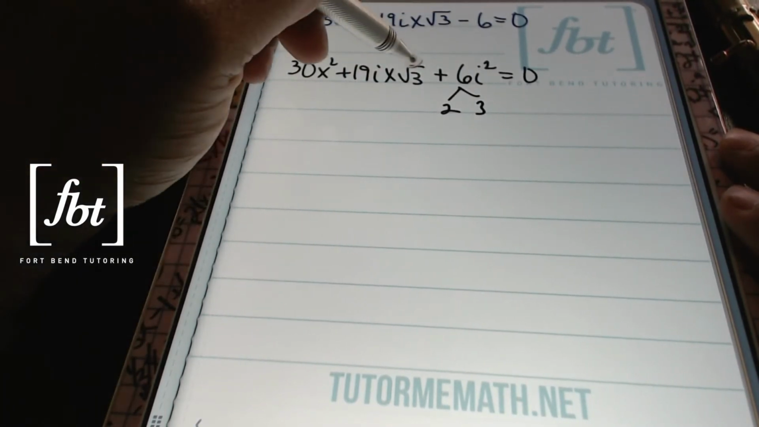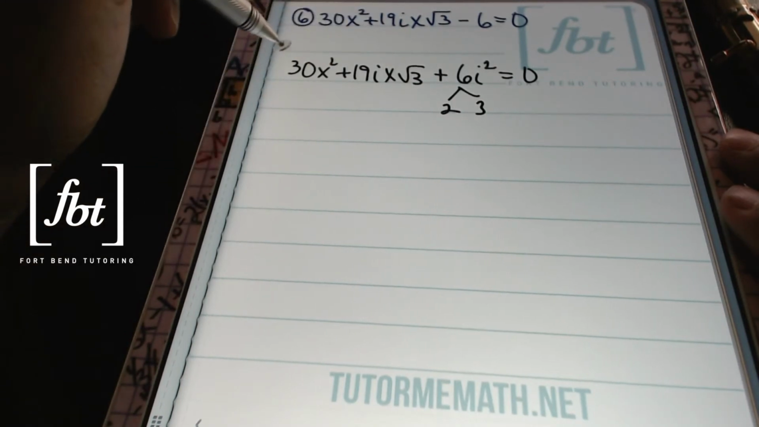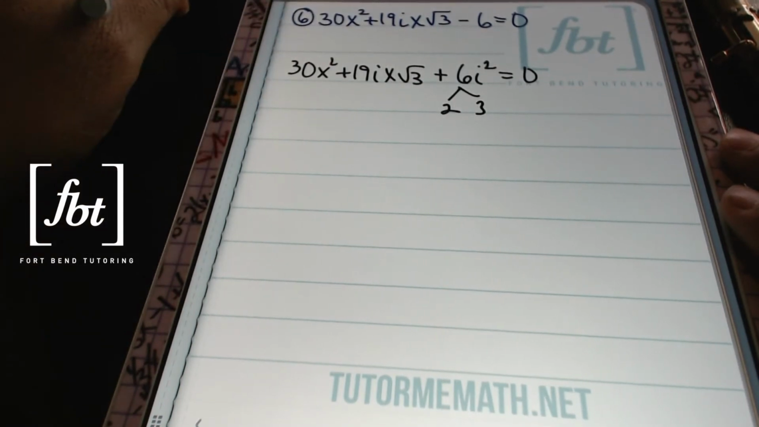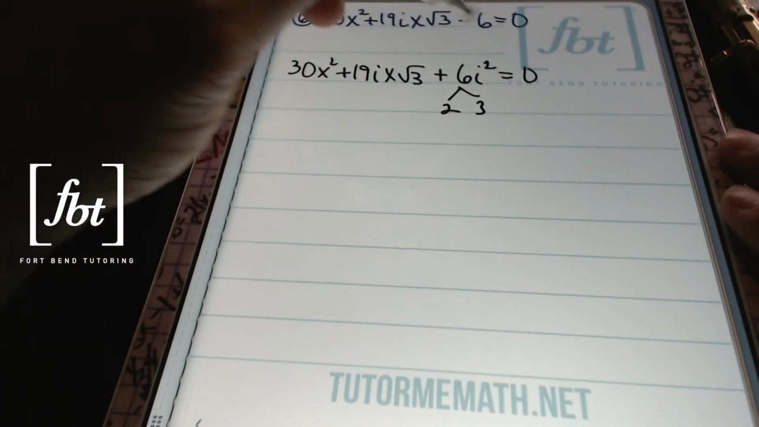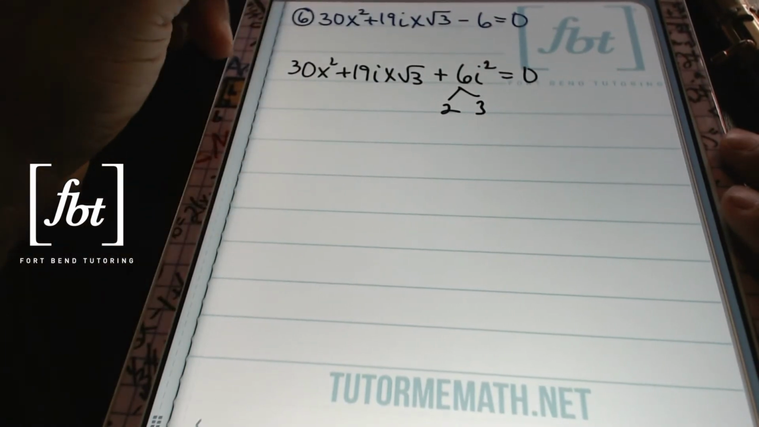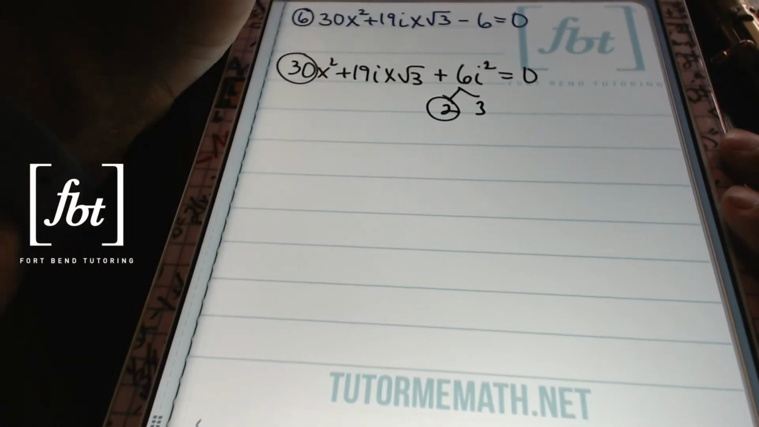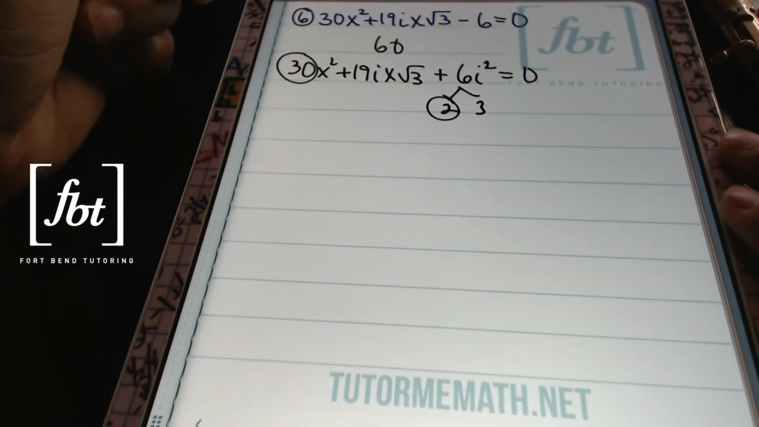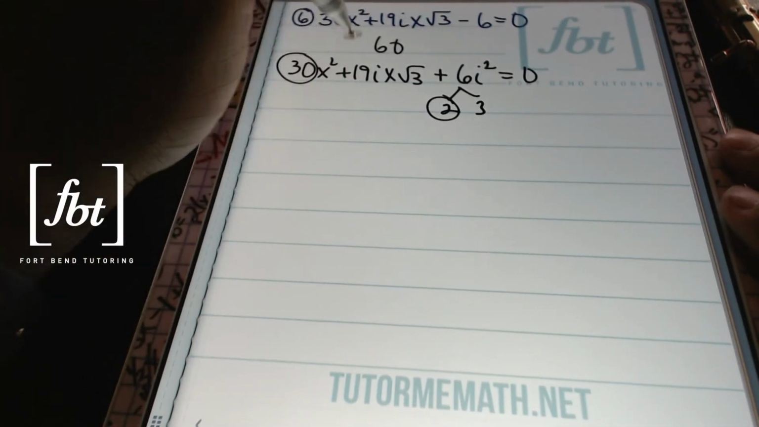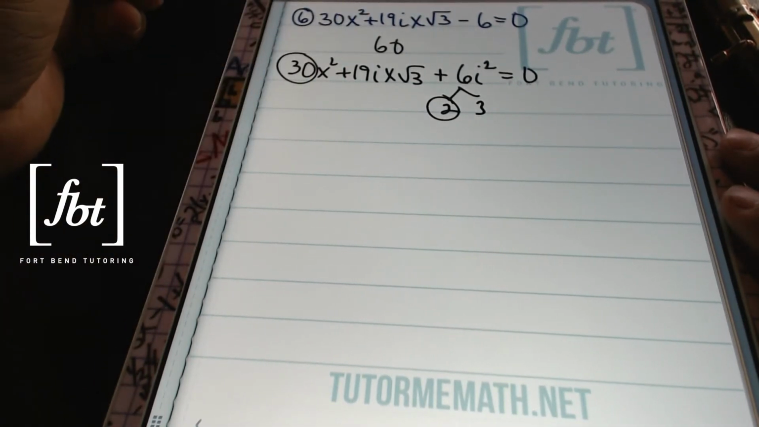I could have pulled this 3 that I need to be worried about out of the first term, but I'm just choosing not to. All right, so I'm going to put it right here, so that when we multiply the 30 times 2, we end up with 60. So we're actually looking for two factors of 60 that add to give us 19. Let us keep that in mind.